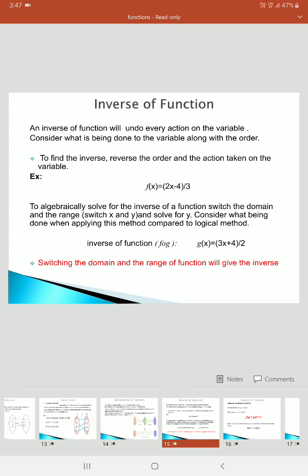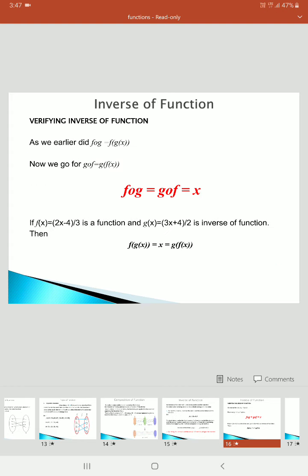To algebraically solve for the inverse of a function, switch the domain and the range, switch x and y and solve for y. Consider what is being done when applying this method compared to the logical method. Inverse of function f, that is g(x) equals (3x plus 4) by 2. Now note that switching the domain and the range of a function will give the inverse.